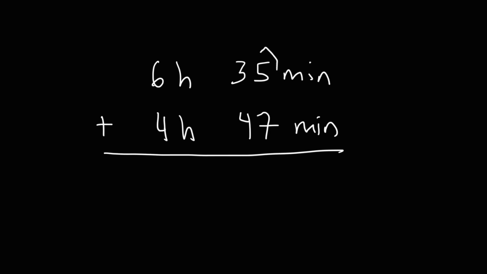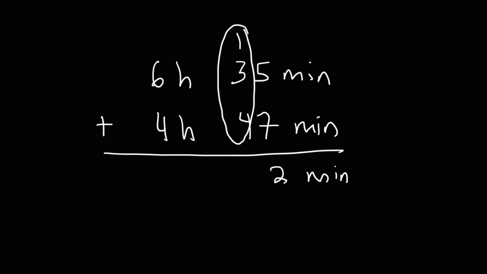So let's begin by adding these two numbers first. 5 plus 7 is 12. So we need to write the 2, carry over the 1. And then we have 1 plus 3 plus 4. 1 plus 3 is 4. 4 plus 4 is 8. So we have 82 minutes.